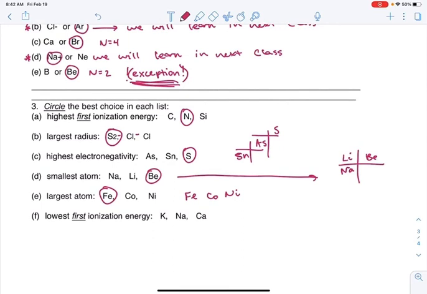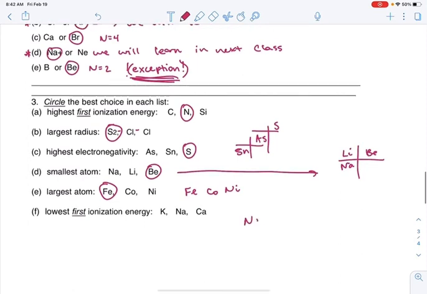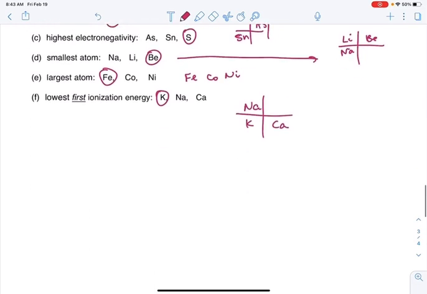Lowest first ionization energy, we have potassium, calcium, and sodium. So this looks like sodium, potassium, calcium, just like that. So lowest first ionization energy is going to be furthest to the left, furthest down. So that's going to be potassium, right? Because the trend is that it increases as it moves to the right and increases as you move up. So it decreases as you move to the left and you move down.